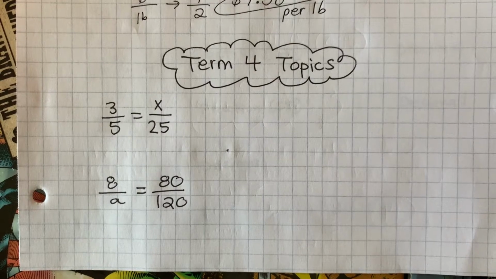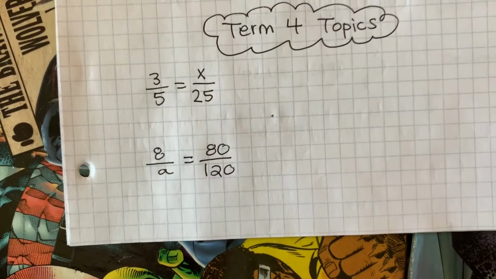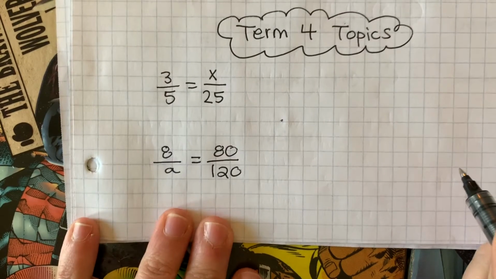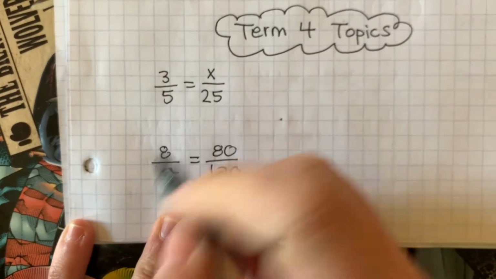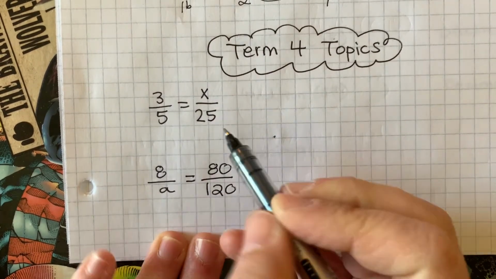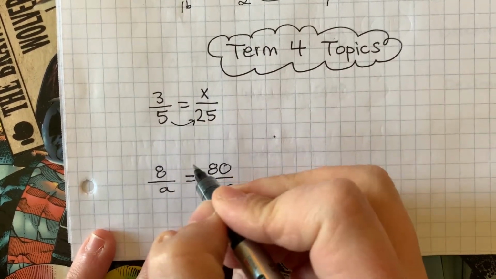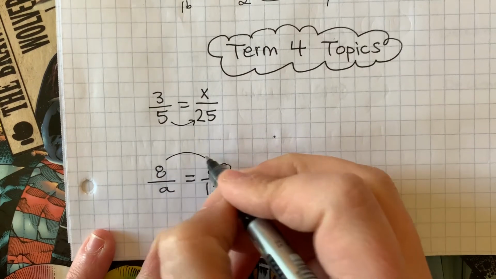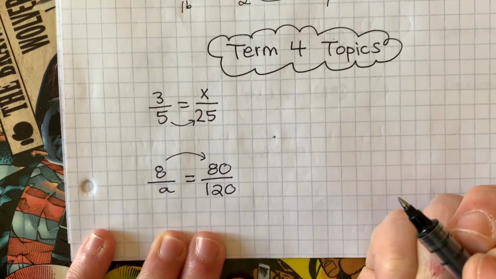We made it to term 4. So in term 4, we covered first solving proportions. We talked about how you can use cross multiplication to solve proportions, but you can also see if there's a relationship between your proportions.